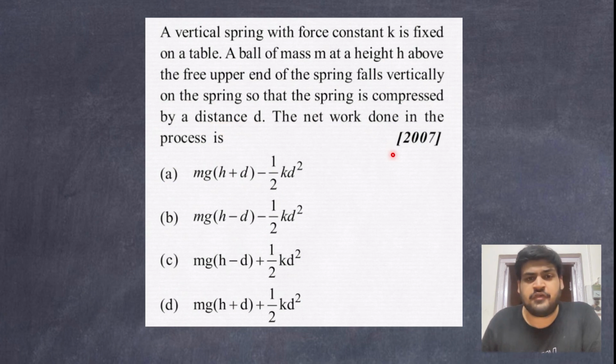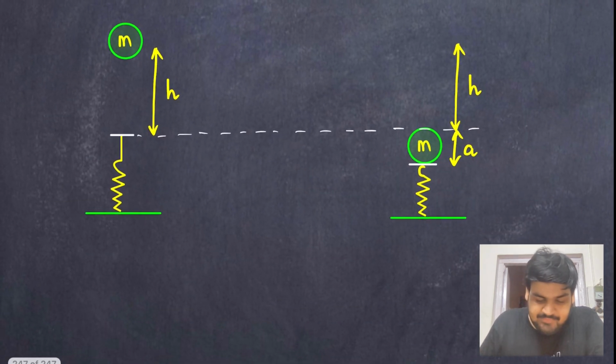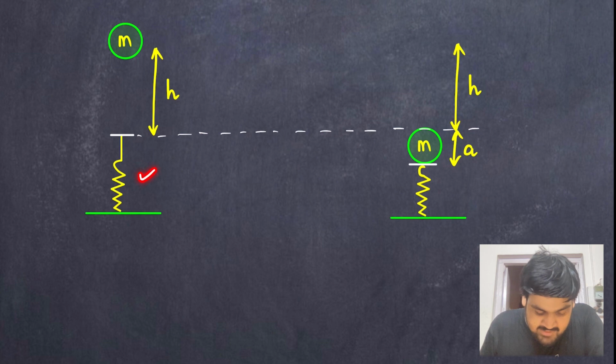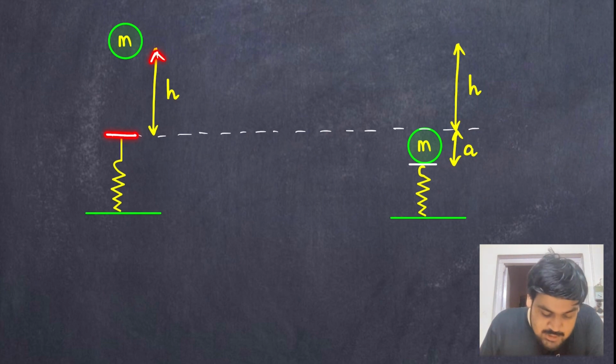This came in NEET 2007, and in order to solve this kind of question, it is very important that you draw a neat diagram and try to understand what is going on. I have drawn the diagram for you. Here, this is the spring and this is the top end of the spring. Initially the ball of mass M was at a height h above the top end of the spring.